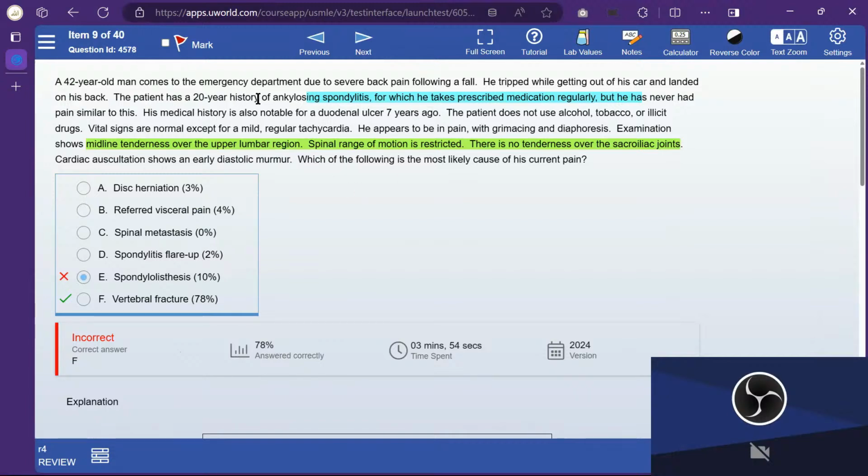A man or woman comes to the emergency department with severe back pain following a fall; he tripped while getting out of the car or landed on his back. The patient has a 20-year history of ankylosing spondylitis for which he takes prescribed medication regularly, but he has never had pain similar to this. Examination shows midline tenderness over the upper lumbar region, spinal range of movement is restricted, and there is no sacroiliitis.